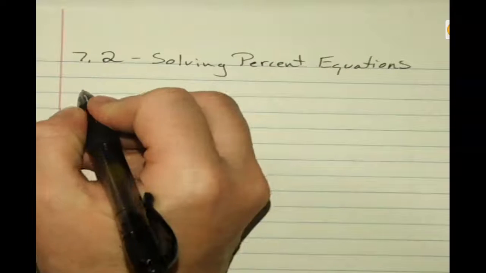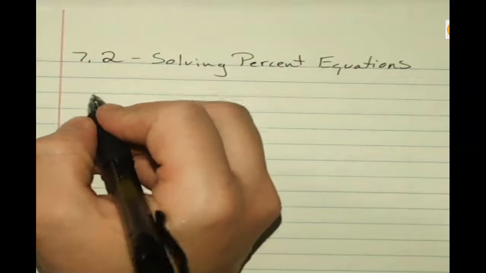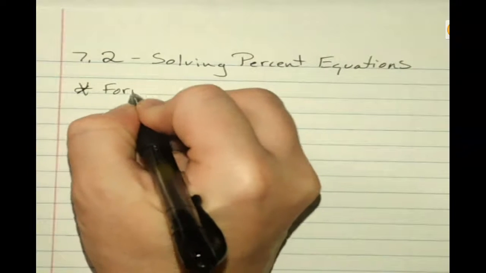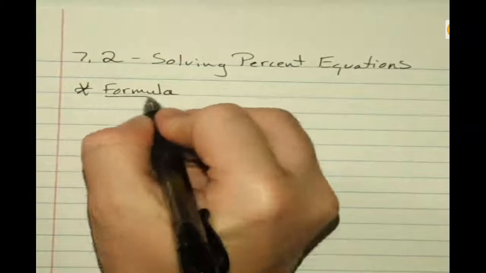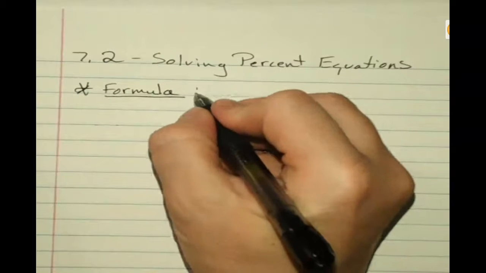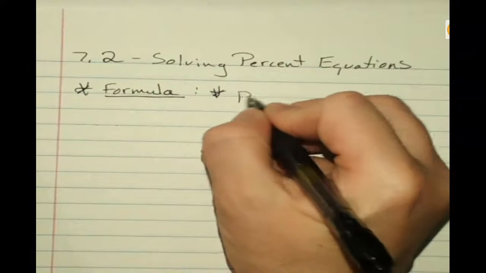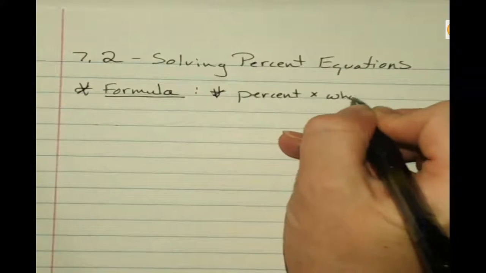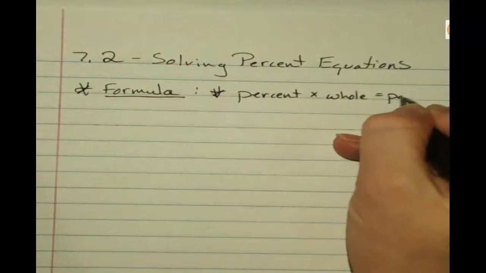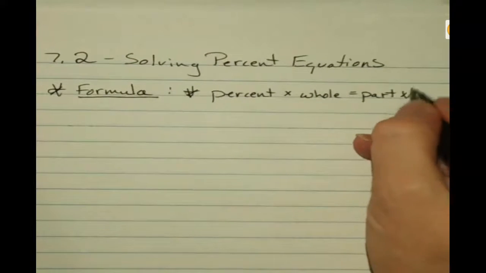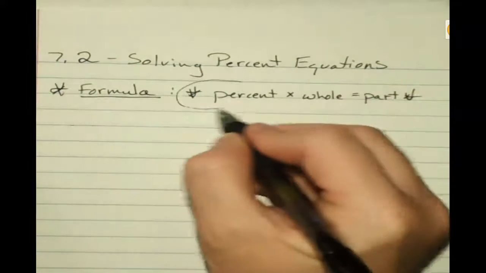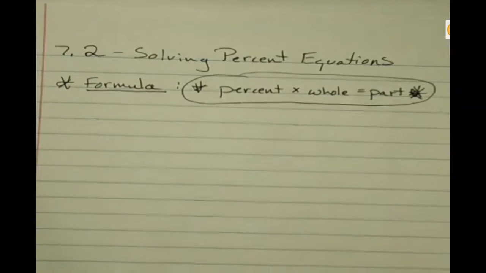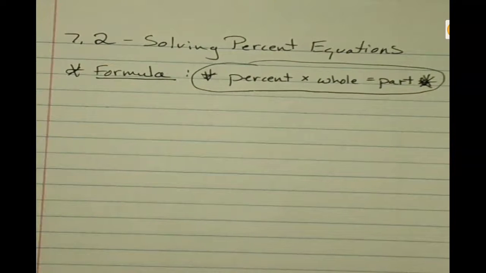All right. Now, the formula, I need to introduce this to you. It is percent times whole equals part. I've heard of this. You probably learned it last year. Don't remember how to do it. I remember that. And this is a weird star. Okay, so percent times whole equals part.